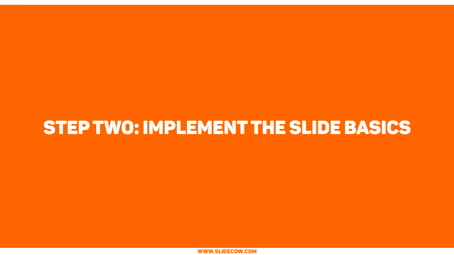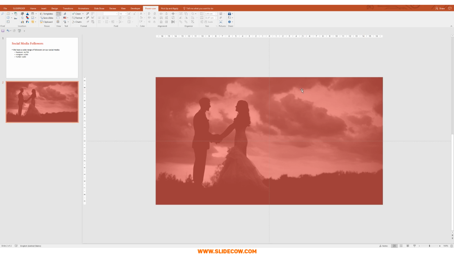Step 2, implement the slide basics. All right, so the first thing I'm going to do is I'm going to head over to view and make sure that my guides are on, right? They have to be on. Now I'm just going to make sure that the margin and the border of the slide is set. And the reason why is because I don't want any of my data or any of my shapes or any of my components or my images to go beyond a certain space in my slide. And let's make sure that's all packed neatly together.